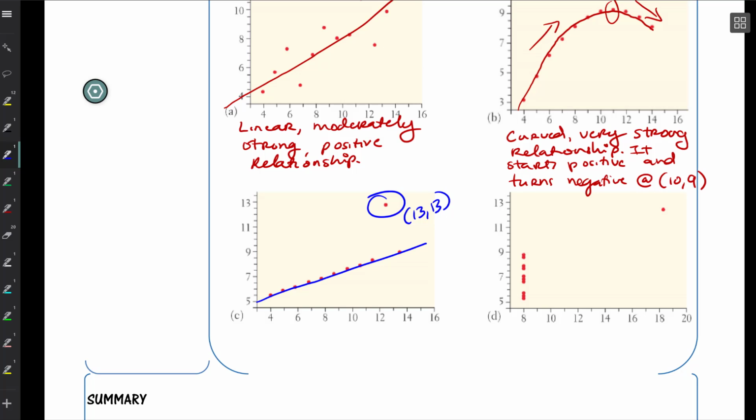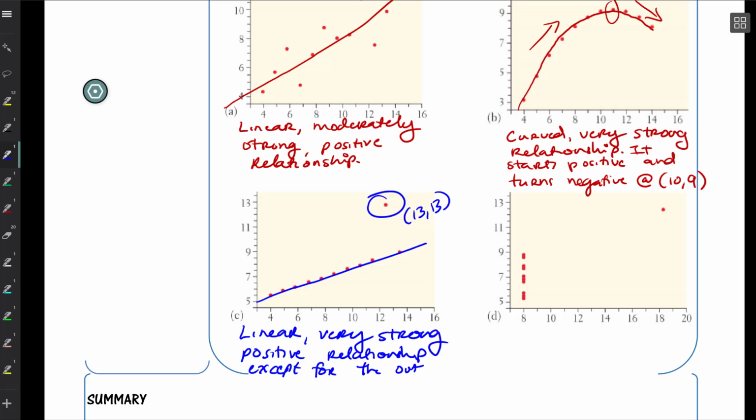We would say this is a linear, very strong, and positive relationship, except for the outlier at 13, 13.